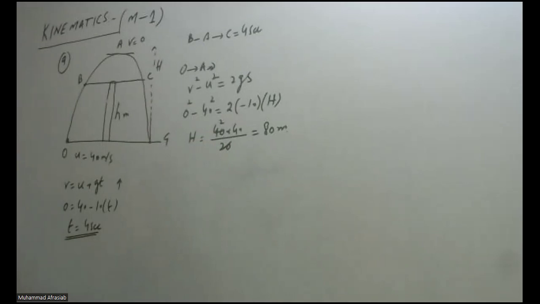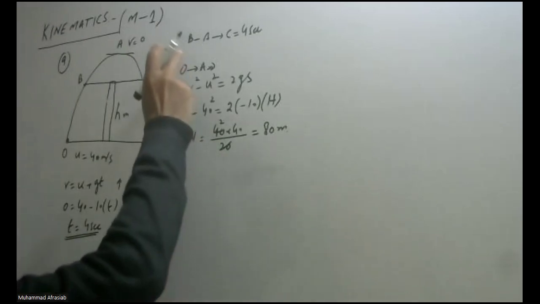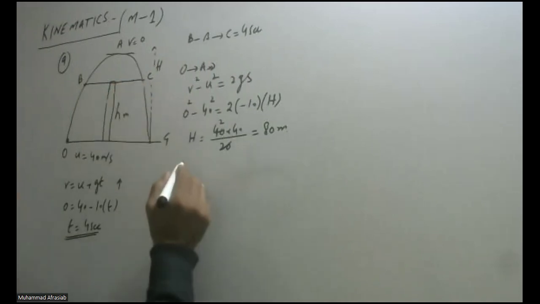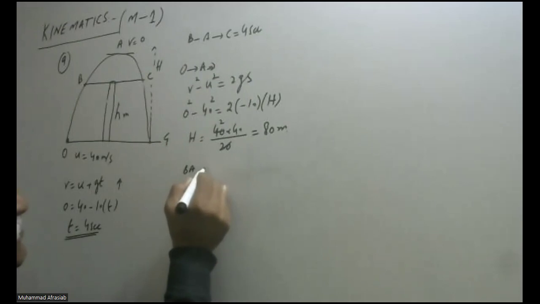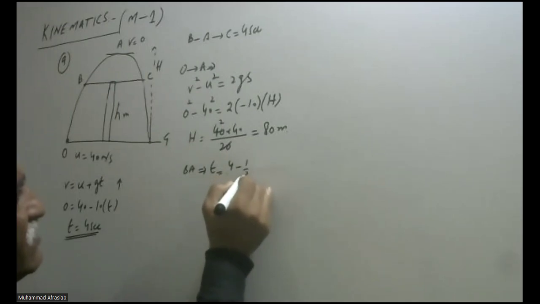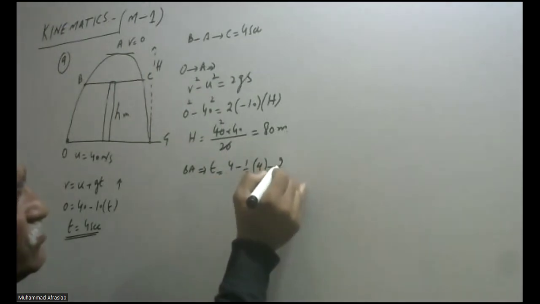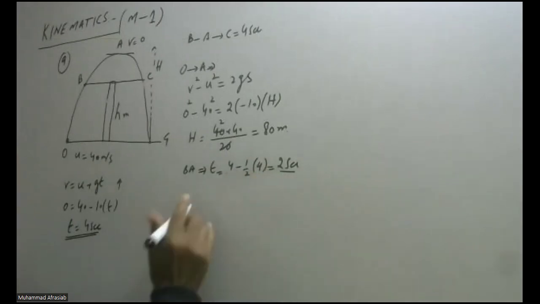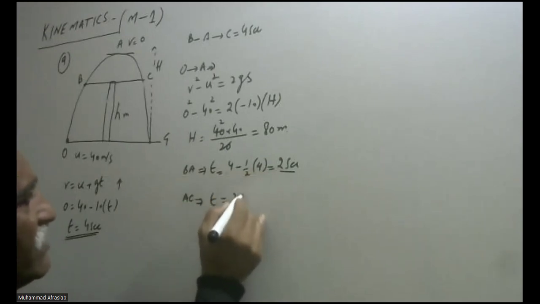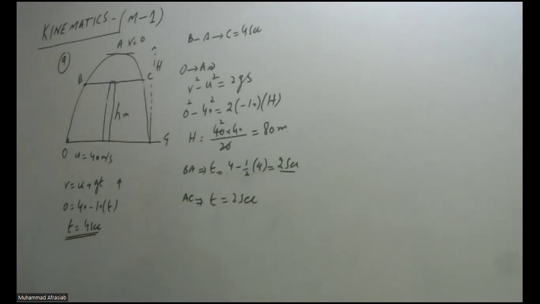It means the first particle reaches 80 meters above the ground when it is projected with a speed of 40 meters per second. Now, it remains in the air for 4 seconds above the building height h. So from B to A, the total time is half of 4, that is equal to 2 seconds. And the same from A to C, the time is also equal to 2 seconds.